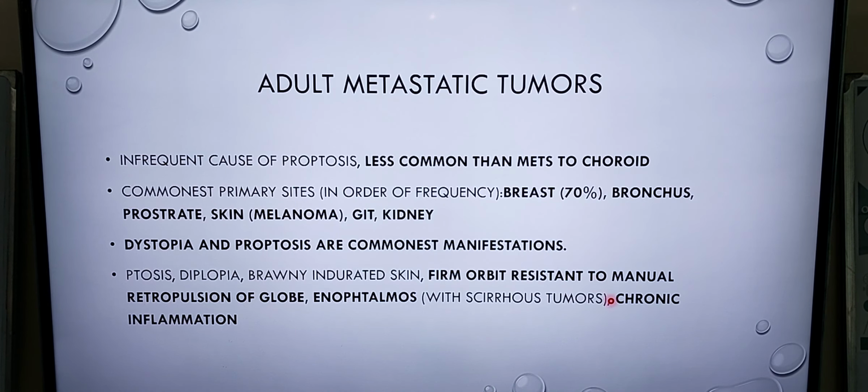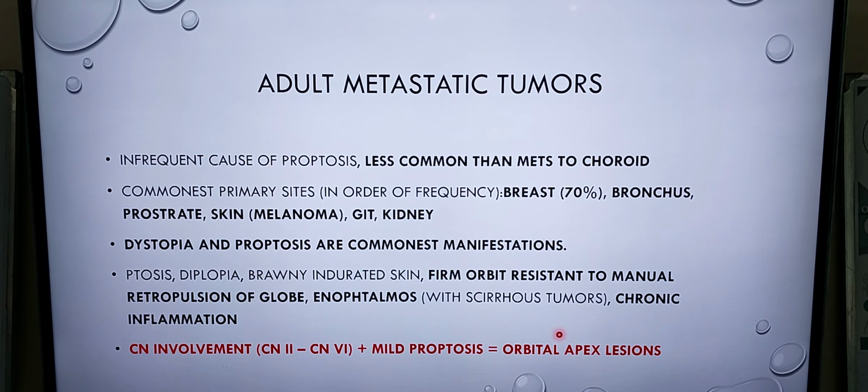Enophthalmos occurs with serous tumors. Serous tumors are basically having a fibrotic element and somewhat leathery consistency. These tumors also occur in the GIT. तो फाइब्रोसिस की वजह से बजाय प्रोप्टोसिस होने के इनऑप्थेल्मिक पिक्चर आती है.